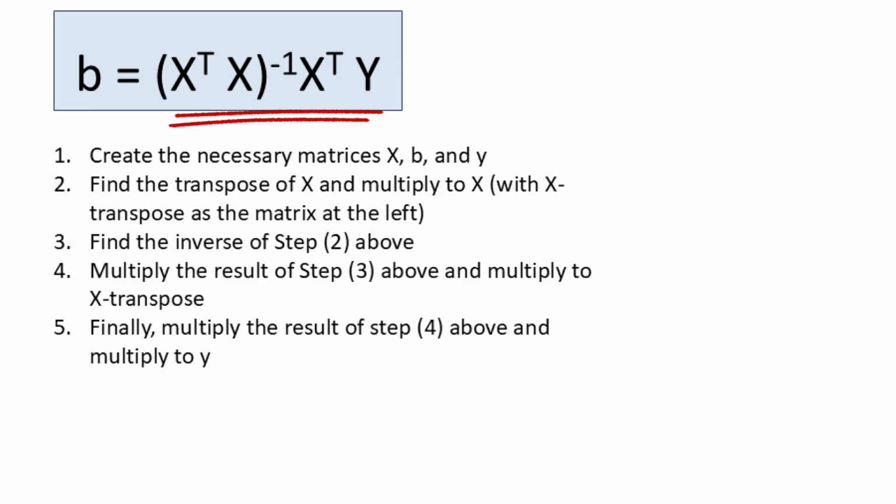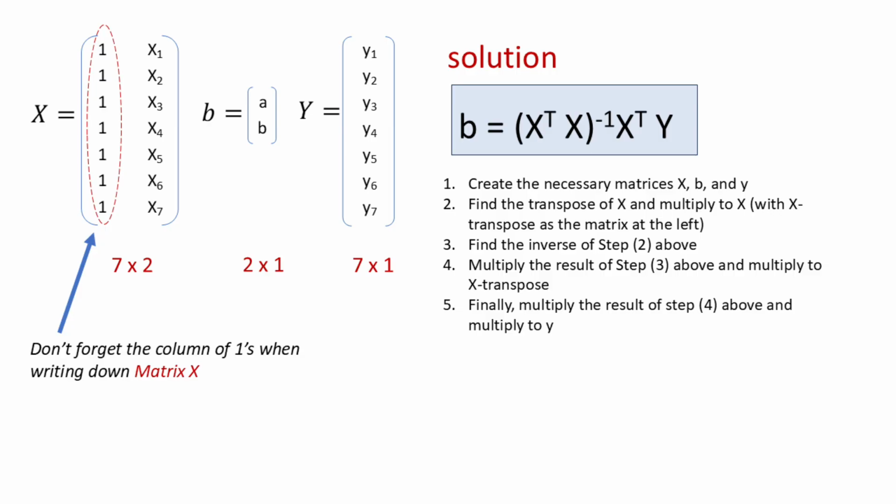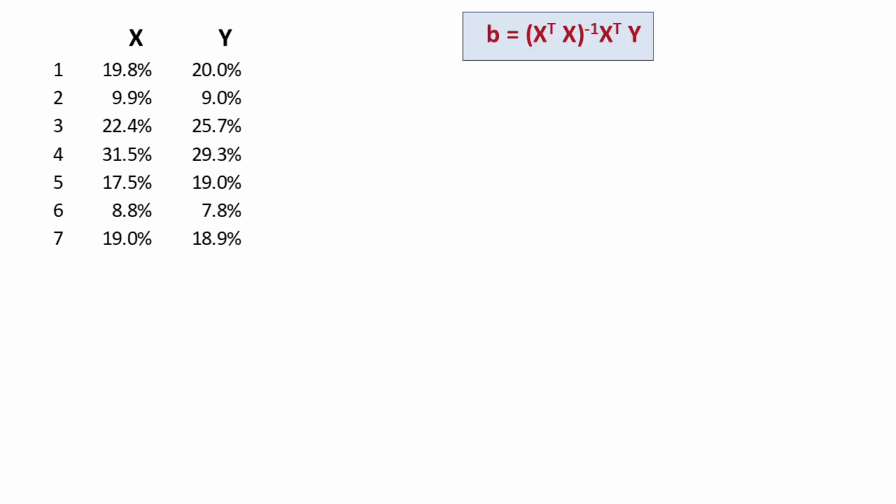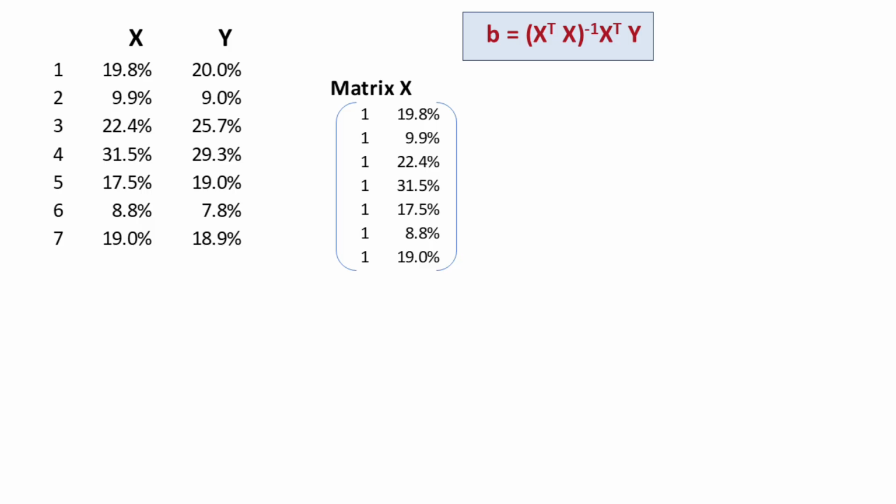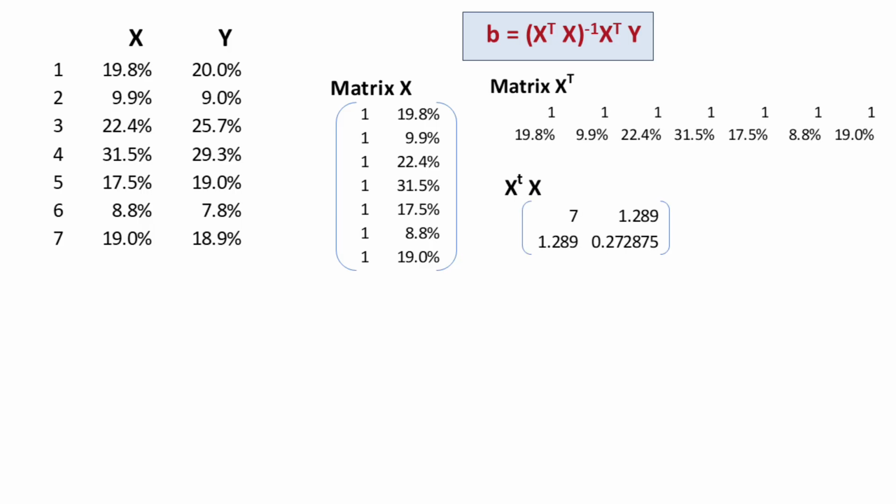So we'll have a simple example just to show how to do this. And again, just a reminder, don't forget the column of 1s when writing down matrix X. So for example, you might be given a data set like this, and therefore we're just putting the solution vector over there so that we can remember the order of operations. So first we rewrite matrix X with a column of 1s, and then the x's themselves. Next, we find X transpose, then multiply X transpose to X. We will have this 2 by 2 matrix.